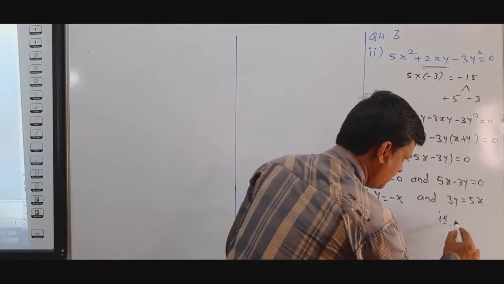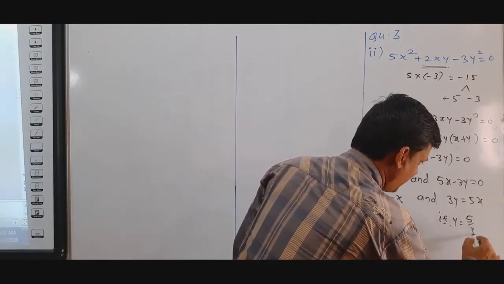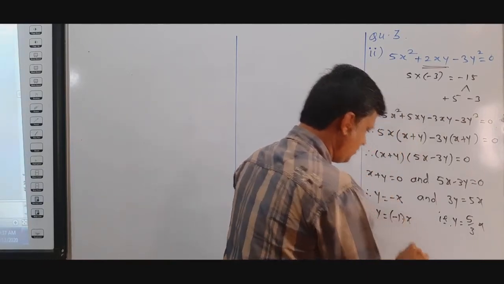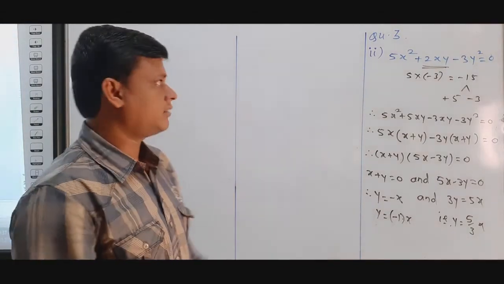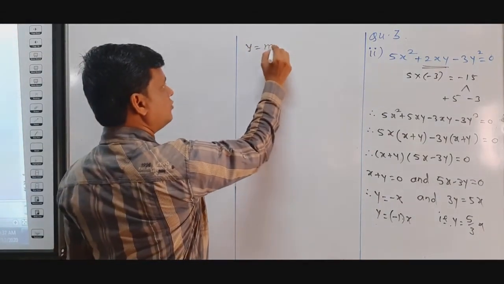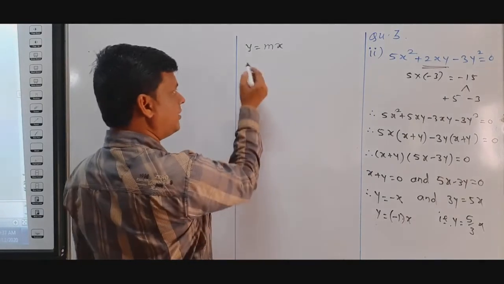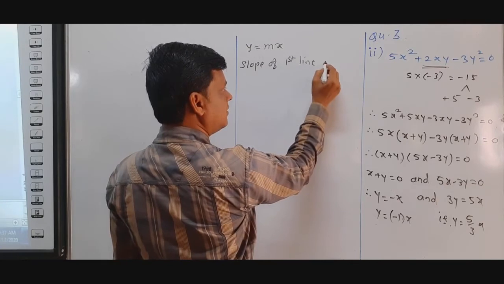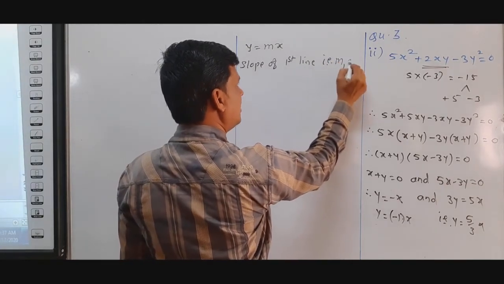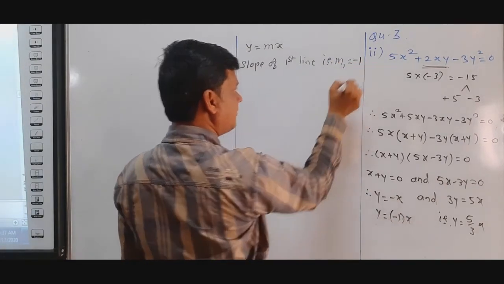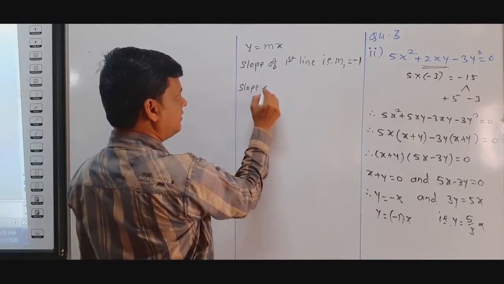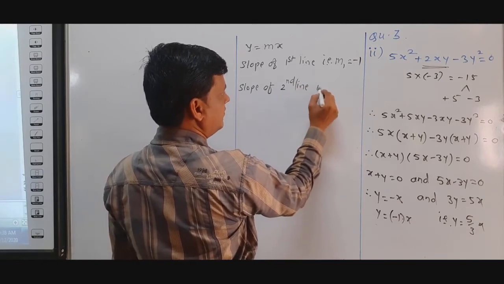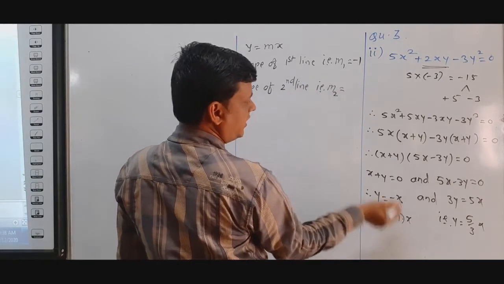That is y is equal to 5 by 3x. Here y is equal to minus 1 into x. So comparing this equation with y equals to mx, we get slope of first line. Slope of first line, that is m1, is equals to minus 1. Slope of second line, that is m2, is equals to 5 by 3.